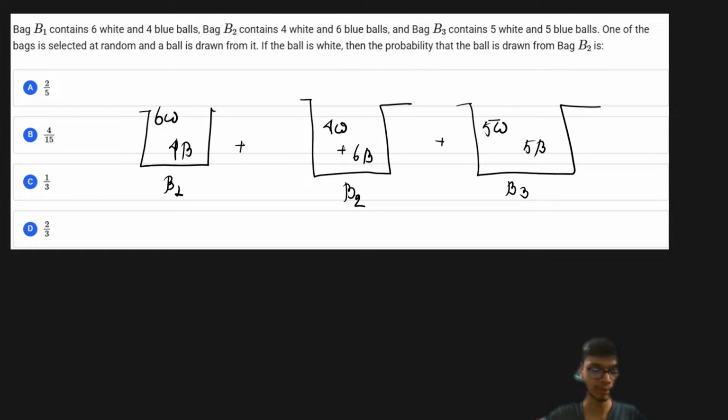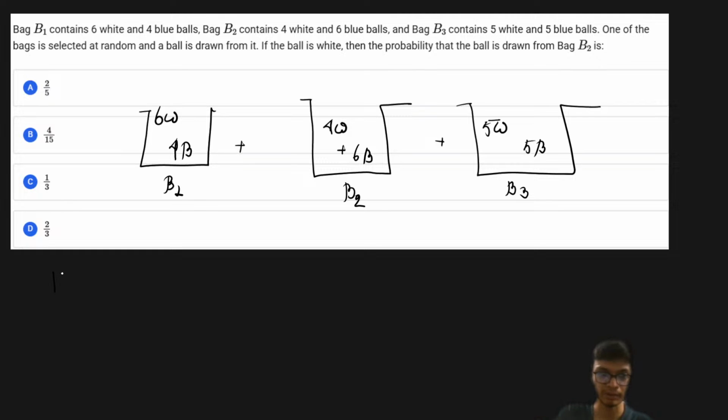Now it is said that one of the bags is randomly selected and a ball is drawn from it. If the ball is white, then what is the probability that the drawn ball is from bag B2? So it is a problem of the Bayes theorem, and I will discuss the Bayes theorem quickly over here.